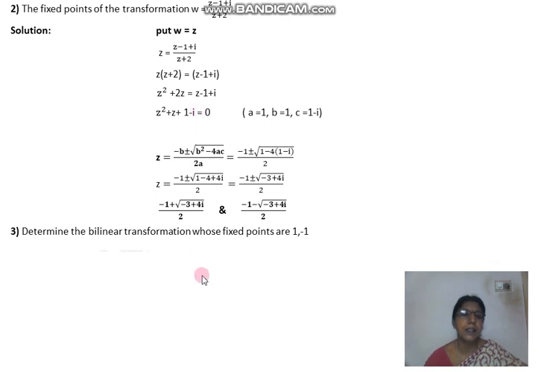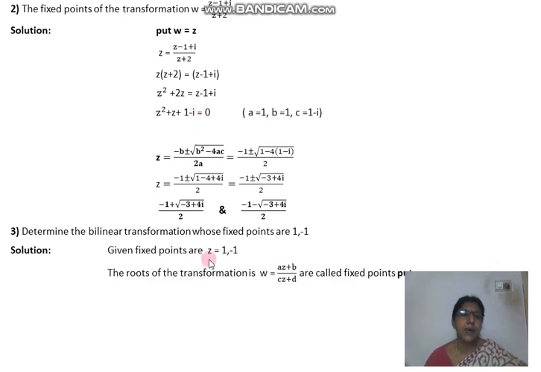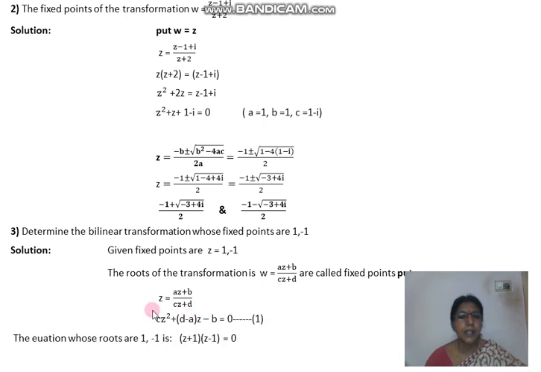The given fixed points are 1 and minus 1. The roots of this transformation are called fixed points when you put W is equal to Z. So put W is equal to Z, then the roots of this equation are called fixed points. On cross multiplication you get Cz square plus (D minus A) into Z minus B equal to 0. This is equation 1.